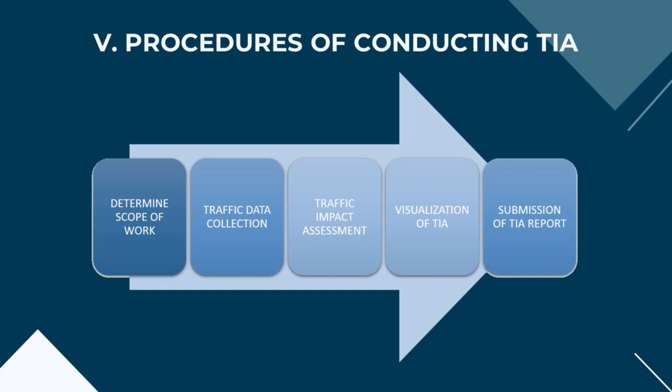In determining the scope of work, the traffic consultants determine the study area in which the traffic impact assessment study is to be performed and the specific locations within the study area where primary data will be collected from. Next, primary and secondary traffic data is collected by the traffic consultants and engineers.